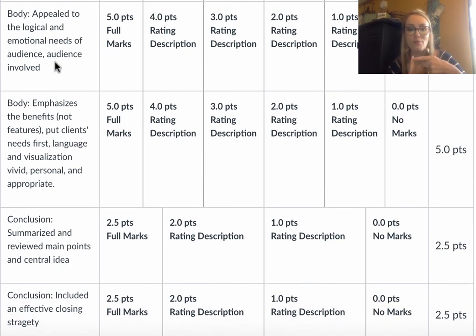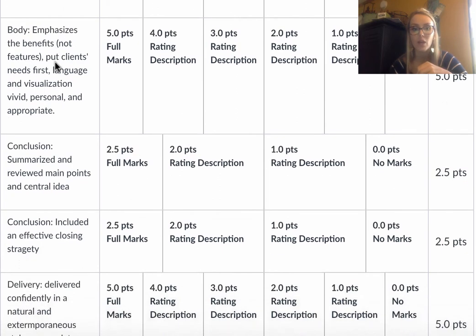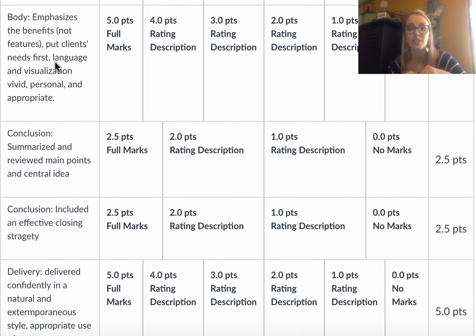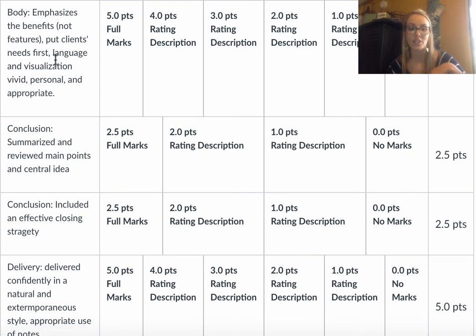We want to give them the facts. We also want to tug on their heartstrings a little bit. Make sure that audience is very involved. We want to emphasize the benefits, not just the features. Put the clients first, use personal language, and allow them to visualize. Really go for it with the support to make sure that we are audience-centered, that they see the benefits of this product and how it would fit into their lives. That's mainly what this section is going for.